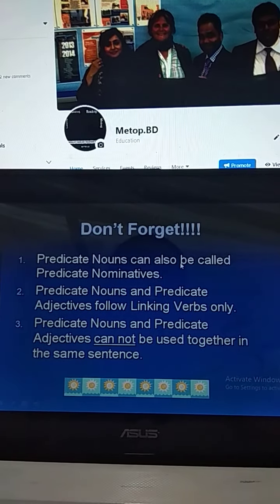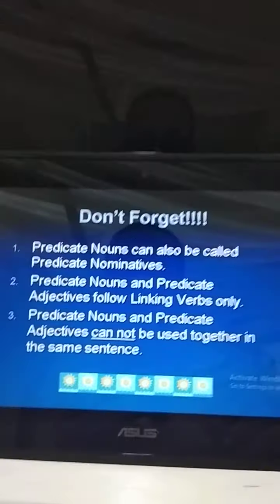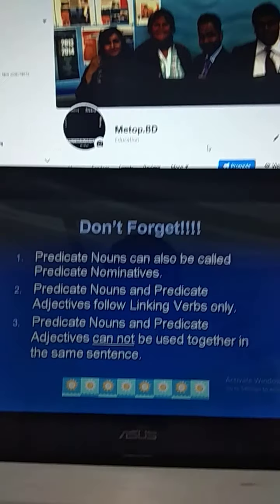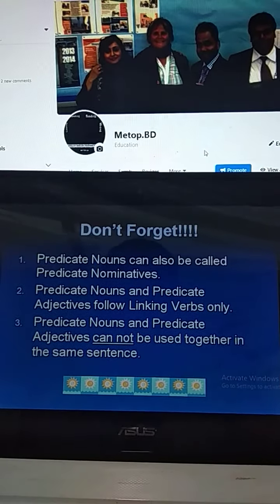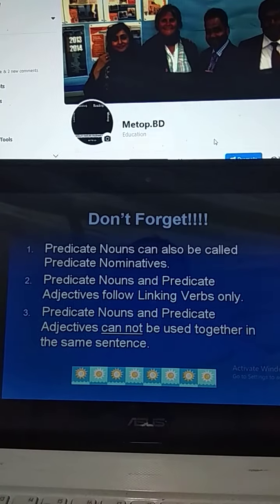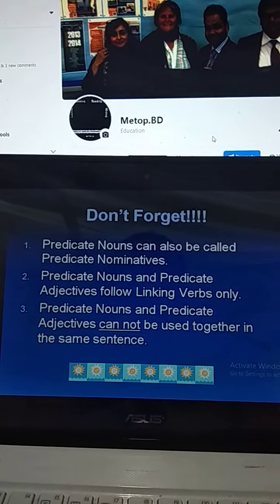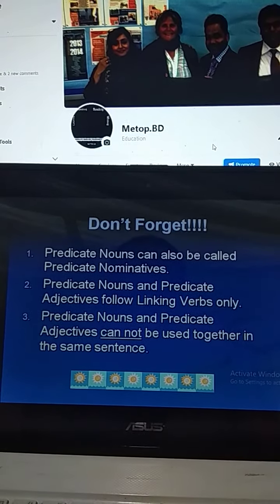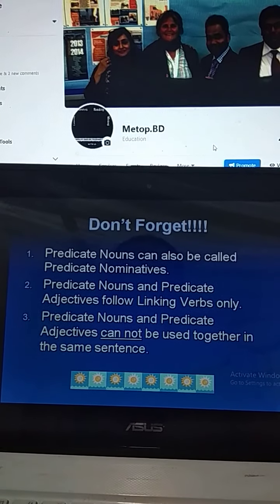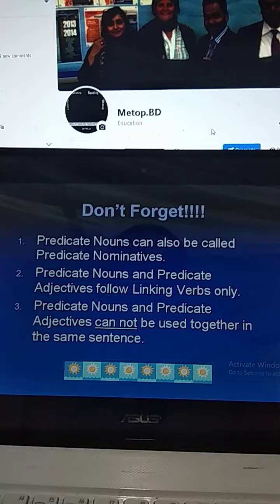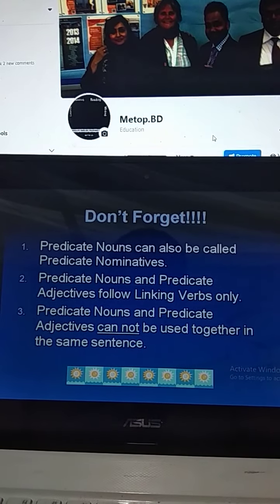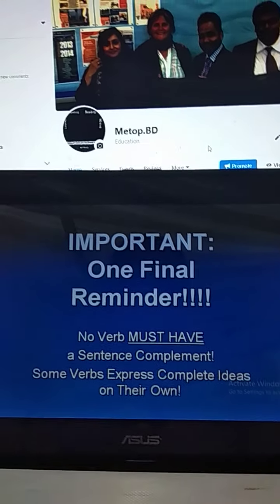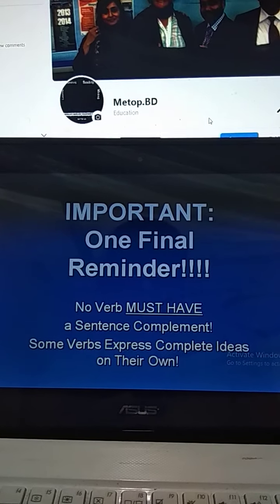Dear learners, we need to be careful about our pronunciation, and if we wish to do that, we'll have to practice a lot. Without practicing a lot, we can't expect to have good pronunciation. Don't forget, predicate nouns can also be called predicate nominatives. Predicate nouns and predicate adjectives follow linking verbs only. Predicate nouns and predicate adjectives cannot be used together in the same sentence. I think you have understood. You got it. Important. Very important.